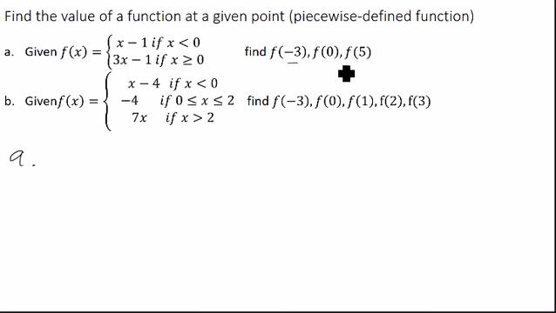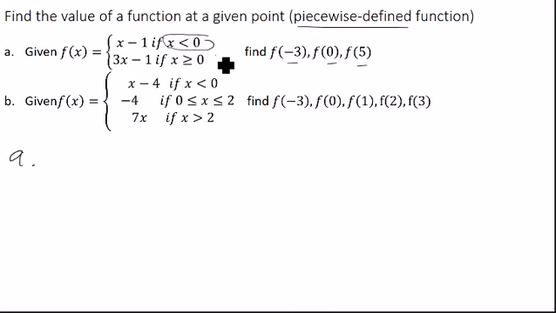So in part A, I'm going to have to find the value at -3, 0, and 5. Now here, if you look at the structure of this function, this has two different branches, or two different pieces. That's why it's called a piecewise defined function. So in the first piece, or first branch, we have the formula x minus 1. This branch is for all the values of x that are less than 0. The 0 is not included in this branch.